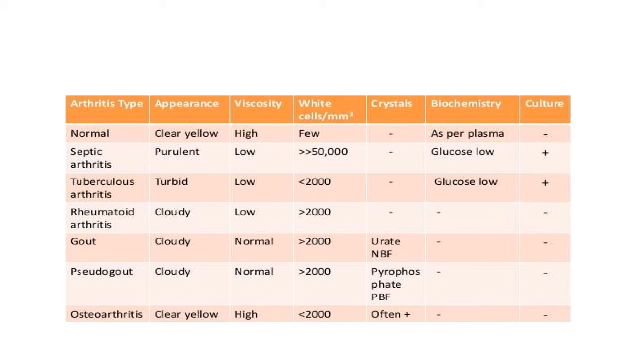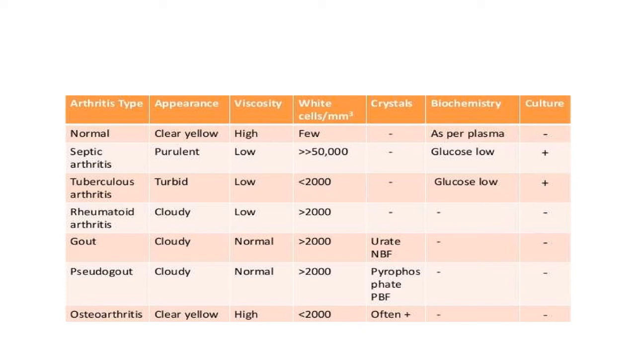And glucose is low. In rheumatoid arthritis, the appearance is usually cloudy, the viscosity is low, and white cell count is more than 2000, and glucose will be normal, equal to plasma, and there is no bacteria. And as always, just like in CSF, in tuberculous meningitis, glucose will be low. In bacterial meningitis, glucose will be low. But in viral meningitis, glucose will be normal. So that's similar in septic arthritis as well.